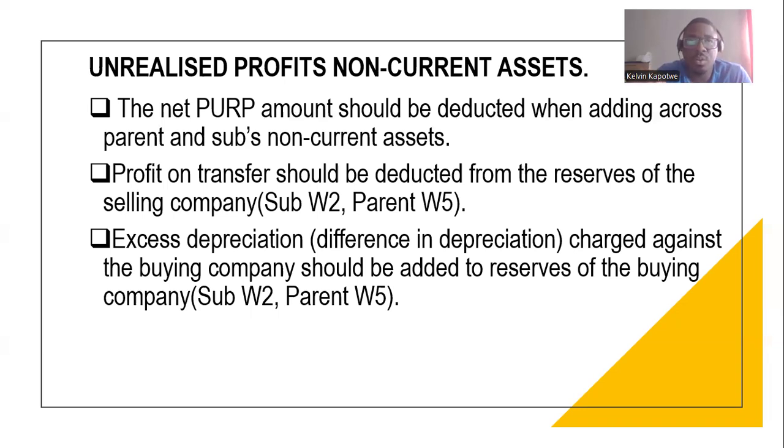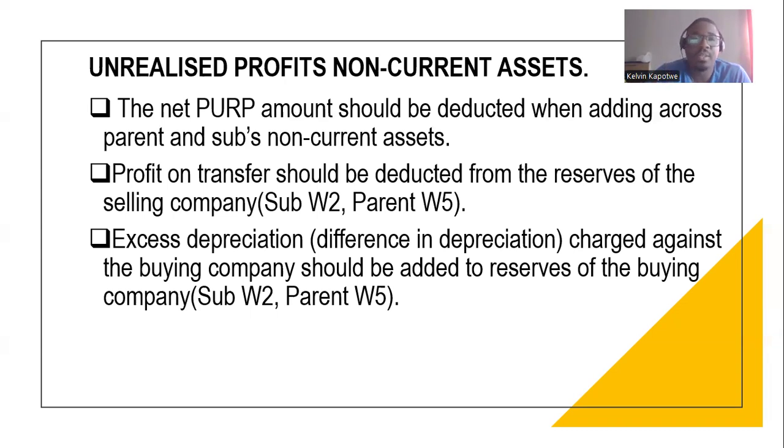Profits on transfer should be deducted from the reserves of the selling company. So if the selling company is a subsidiary, then you have to deduct from working number 2, which is the net asset list at the reporting date, right? And if the seller is the parent, then you have to adjust the consolidated reserves or the group retained earnings in working number 5.